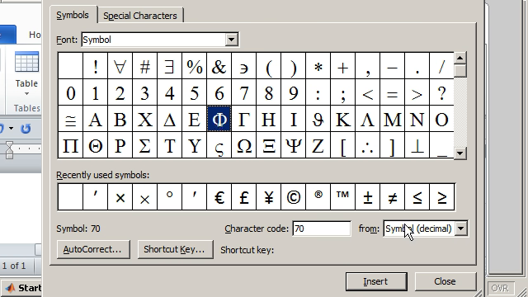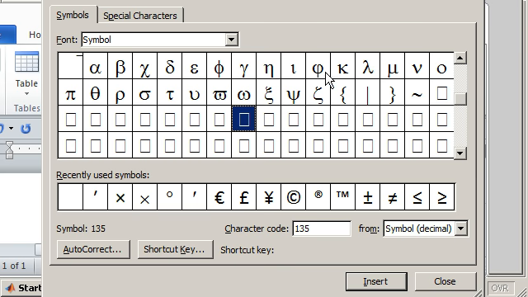Does it have a symbol 70 shortcut key? I don't think it does give me the name of it, or of any of them. That's too bad, because I'm pretty sure that's the one I want. It's that one right there.